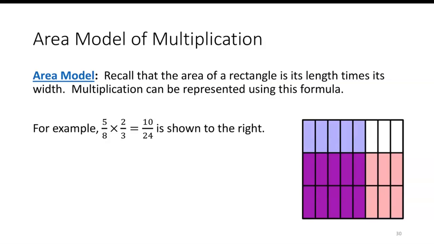And what you see here is along the horizontal, you see that 5 pieces are shaded out of the 8 altogether. There are 8 columns, and 5 are shaded. So this represents the 5/8. Along the vertical, 2 of the 3 rows are shaded red. So that's 2/3. Now what they have in common is in between here, there are 10 pieces out of 24 overall.